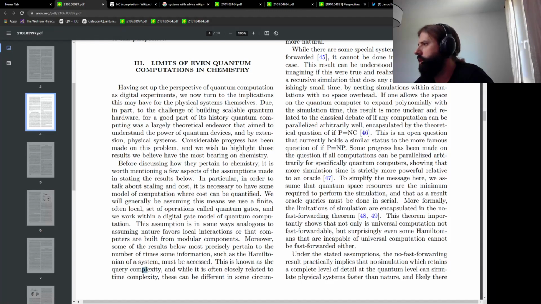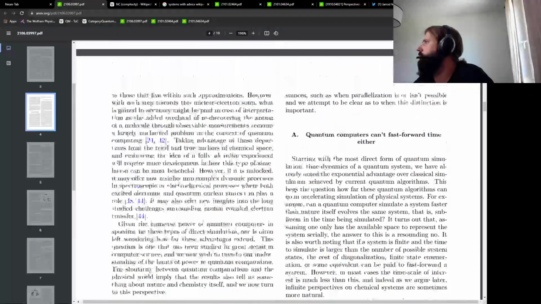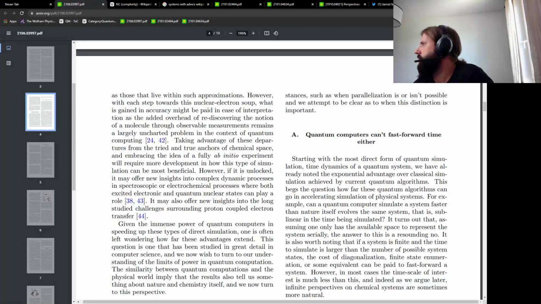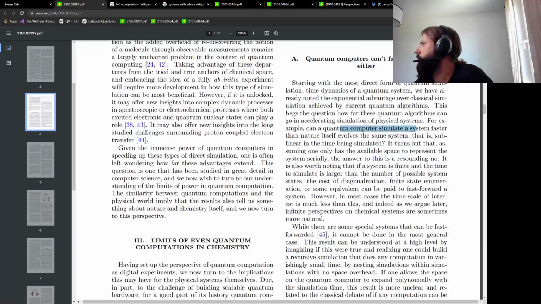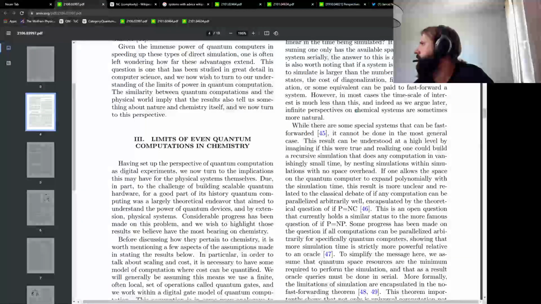Moreover, some of the results will be about time complexity. Quantum computers can't fast forward in time either. This begs the question of how fast it's going. This is linear time. It turns out that assuming one only has the available space to represent the system serially, the answer is no. There are some special systems that can be fast forwarded, but it cannot be done in the most general case.